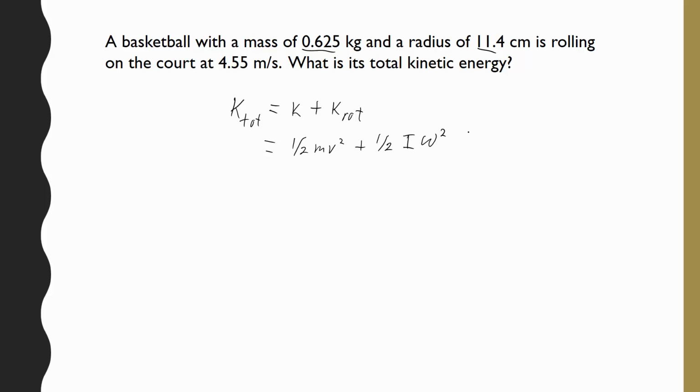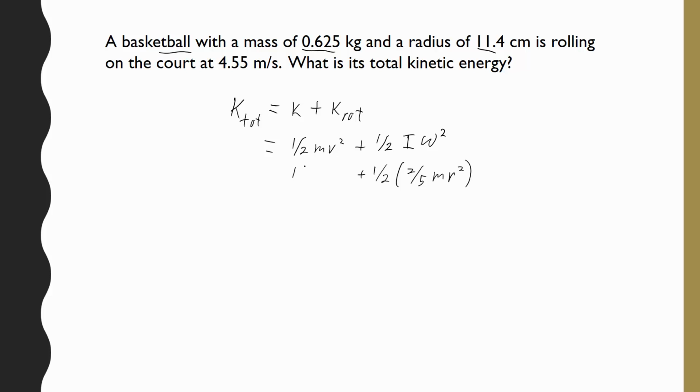Now this equation is true in general for any rotating object that could also be moving linearly, so you just sum the two types of energy. But now we've got a ball here, a basketball, and we are going to plug in I for a ball, and I for a ball is 2/5 mr squared. So I've got 1/2 times 2/5 mr squared.